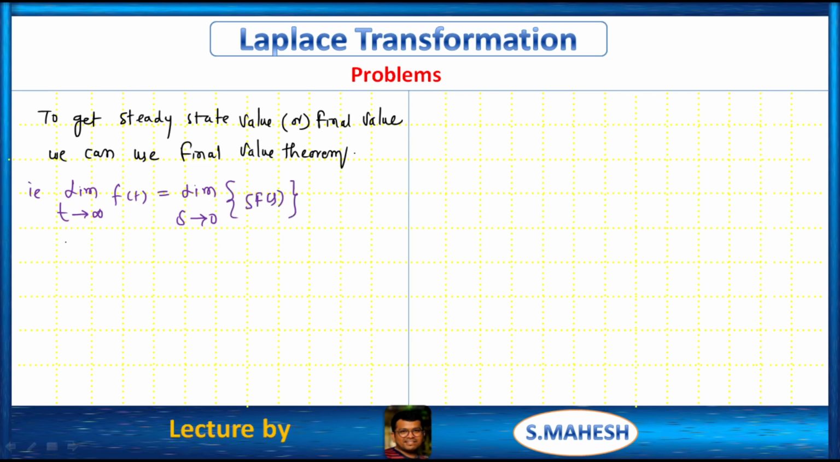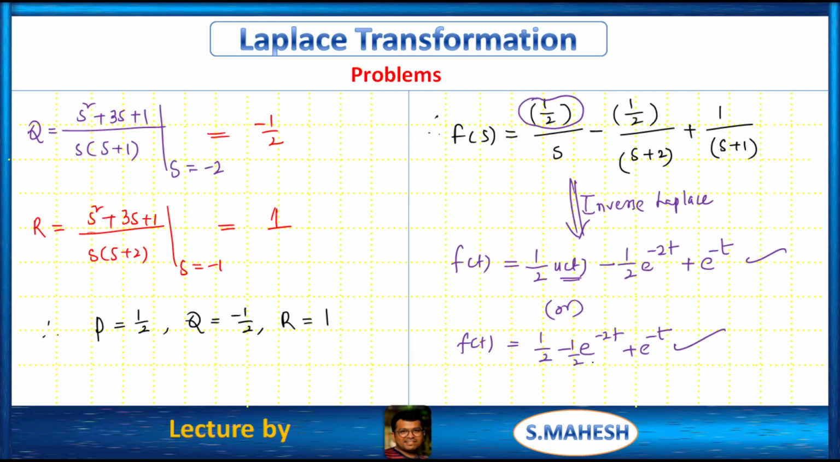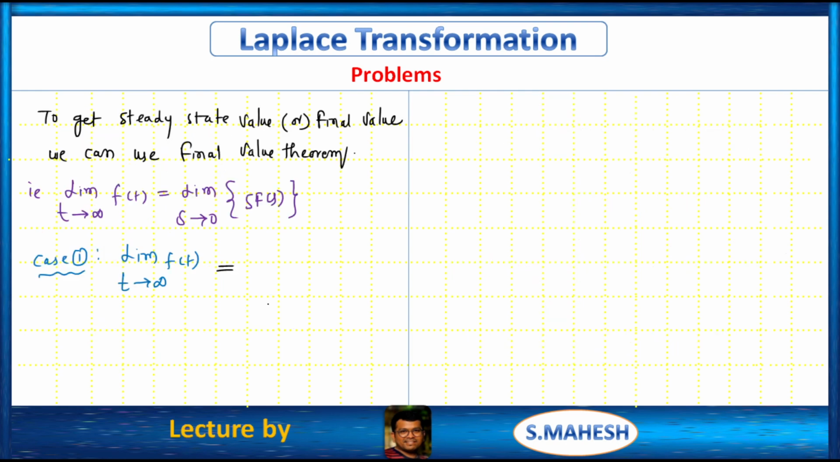You can calculate with respect to time domain analysis or frequency domain analysis. First, I would like to consider limit t tends to infinity f of t, which is equals to what? What is the value of f of t? We got 1 by 2 minus 1 by 2 e power minus 2t plus e power minus t. That is limit t tends to infinity of 1 by 2 minus 1 by 2 e power minus 2t plus e power minus t.